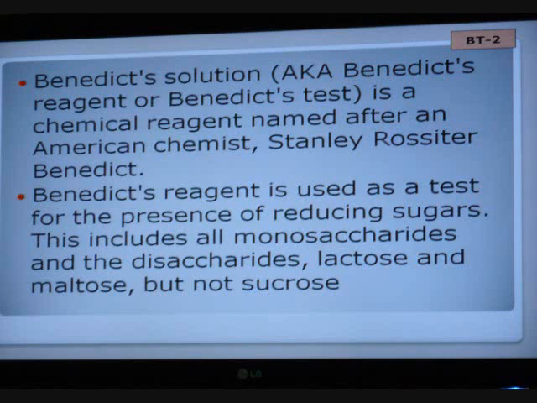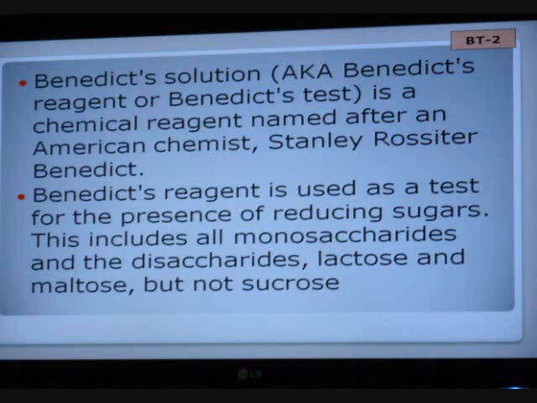So the monosaccharides, if you had pure glucose, and you can buy that in the store, it would show that. If you had pure fructose, it would show that. If you had pure galactose, it would show that. Your disaccharides, the ones we're concerned about, are lactose, maltose, and sucrose. It'll find the first two, it won't find sucrose.